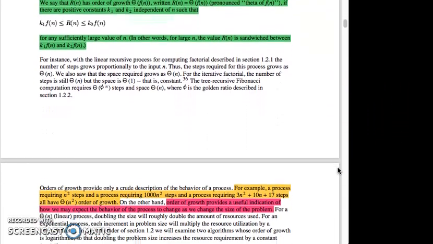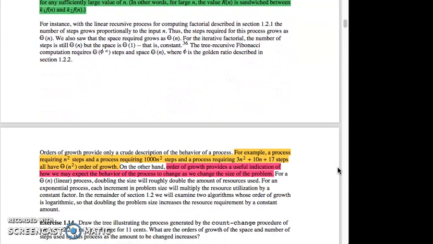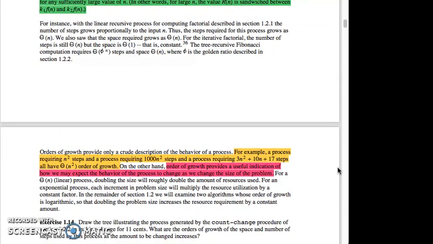For instance, with the linear recursive process for computing factorial described in section 1.2.1, the number of steps grows proportionally to the input n. Thus, the steps required for this process grow as Θ(n). We also saw that the space required grows as Θ(n). For the iterative factorial, the number of steps is still Θ(n), but the space is Θ(1), that is, constant.